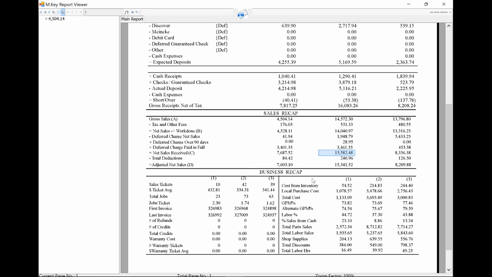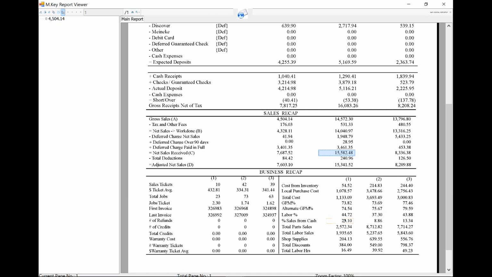The bottom is kind of a quick thumbnail business recap. The left side is how many cashed out tickets for the week, what your ticket average was, what your jobs were, and your jobs per ticket. Obviously, the store is running some decent money, a little above the average store, and you can see its jobs per ticket reflects that. On this side, you have your parts cost, which helps to calculate your GPM. If you sell tires, and the store does, your actual GPM is going to be a little lower. Your alternate GPM without the tires and oil change sales should be closer to the 80% range.